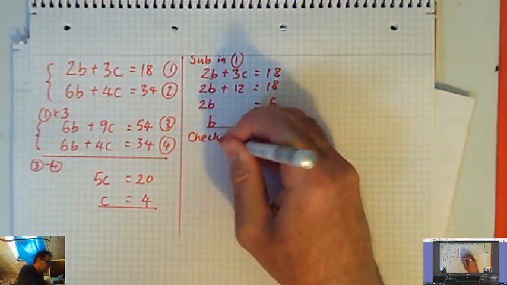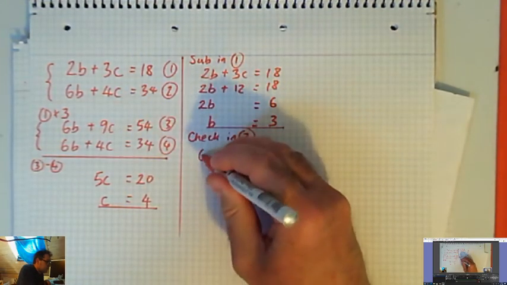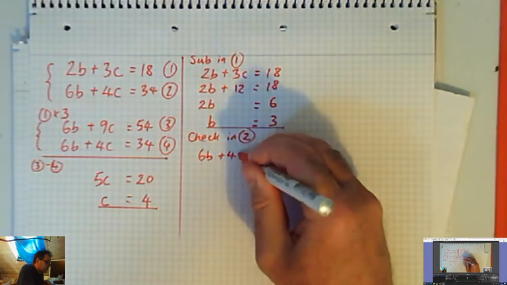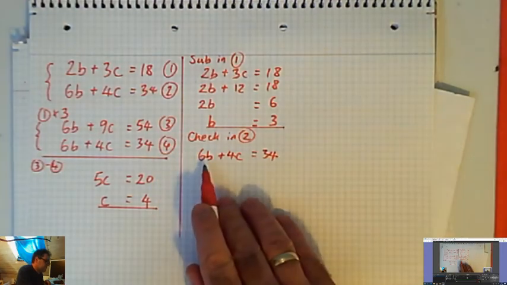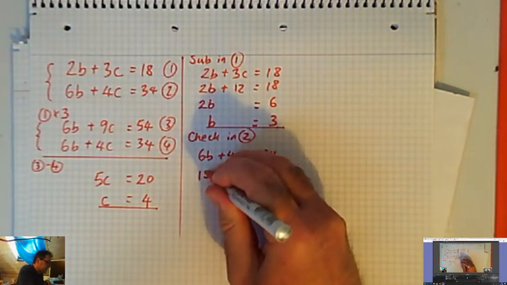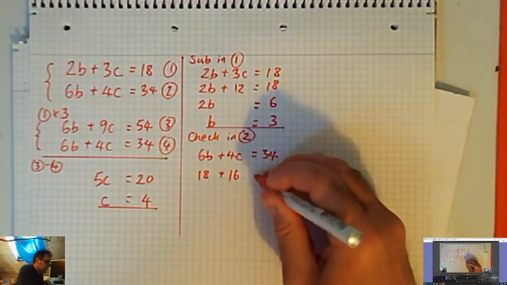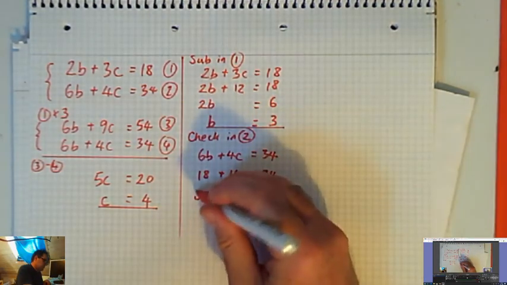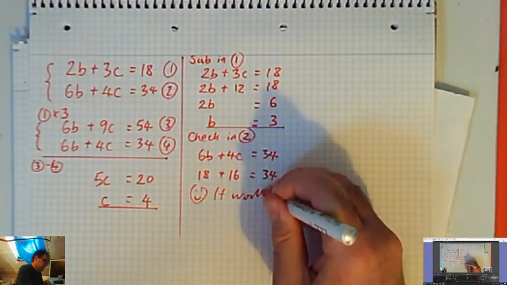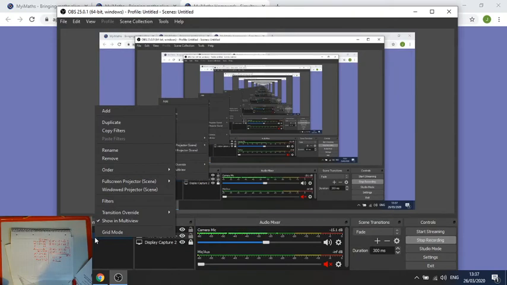But I'm just going to check that in equation 2. So equation 2 was 6b plus 4c equals 34. 6b is 6 times 3, which is 18. 4c is 4 times 4, which is 16. And 18 plus 16 does equal 34. So we know we've got that one right. So b equals 3, c equals 4. Going back over to the iMaths.